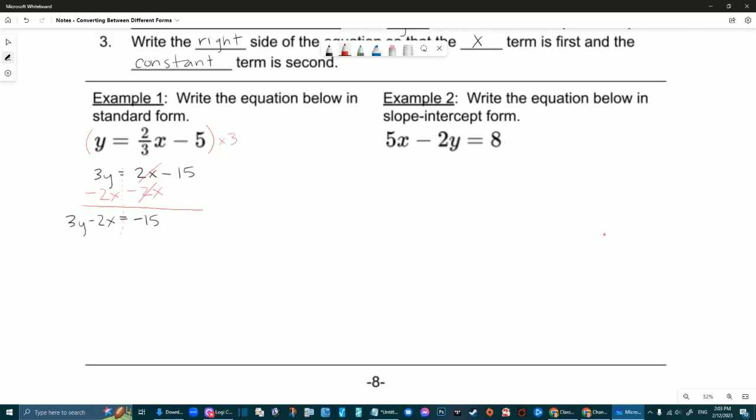And then I remember that my last step is I need to make sure that on the left, those terms are in the appropriate order. We want them in alphabetical order. That means that the negative 2x needs to be pushed to the front, and the positive 3y needs to be pushed to the back. So we're going to take these and switch them, which is going to give us minus 2x plus 3y equals minus 15.